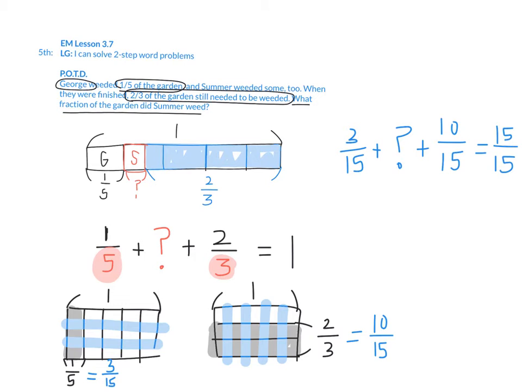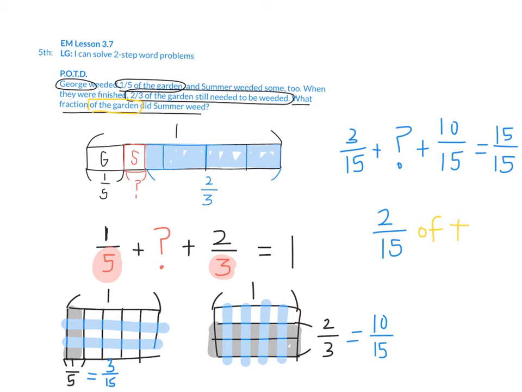How much did Summer do? Everyone? 2/15. Good. Now 2/15 is just a number. It's missing a unit. So if I look back at the question, which I underlined, it said, what fraction of the garden did Summer weed? Then the answer is 2/15 of the garden. So again, we can always see what the units should be by looking at the question.